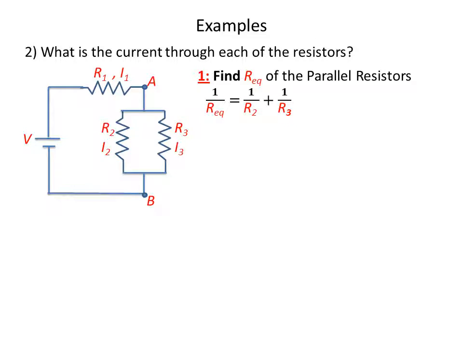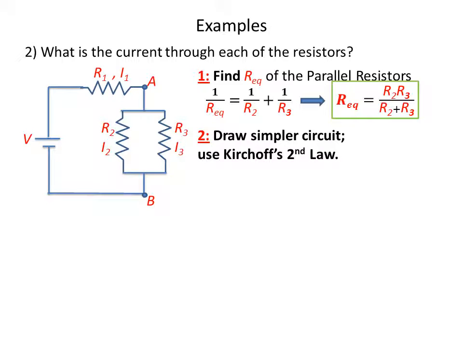And that's just 1 over R equivalent is equal to 1 over R2 from the second resistor, and 1 over R3 from R3. If we go ahead and solve that, we have that Req is R2 times R3 divided by the sum of R2 and R3. We're going to use that a little later, so I'll put a green square around that. The second step is to draw a simpler circuit using this R equivalent. So we replace the parallel resistors with just one resistor, which has the value of Req.